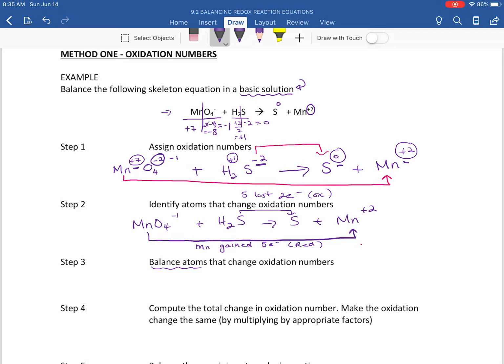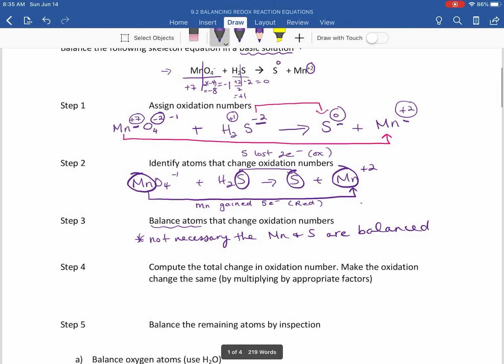Now the next situation is to balance the atoms. Notice what I'm saying: you're taking care of the atoms. So who do I care about right now? Well, we're caring about who actually changed oxidation numbers. Taking a look at the manganese, one manganese here, one manganese there. Check. That one's good. One sulfur here, one sulfur here. Check. Good. So we don't need to do this. The manganese and sulfur are balanced. In some situations, they won't be, so then you'll have to balance them just like you would normally for atoms.